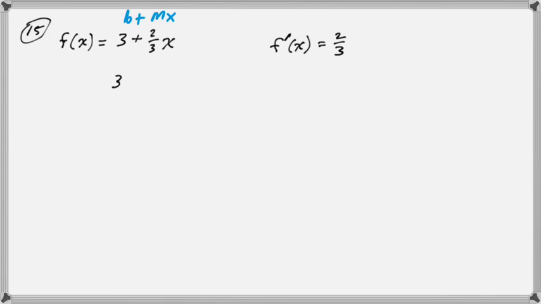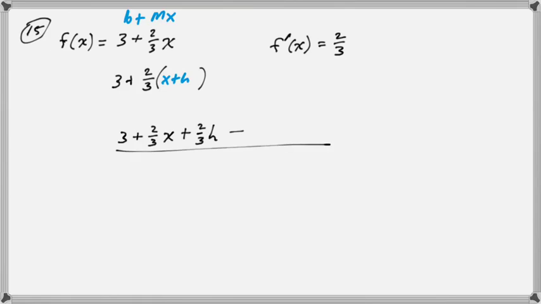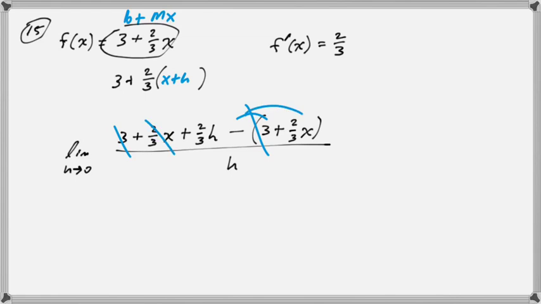If you want, I could fill in x plus h. What would that give me? 3 plus 2/3 x plus 2/3 h minus the f of x. Use parentheses whenever you subtract. And the whole thing divided by h. We're doing the limit as h approaches 0. Again, if you do it properly, 3 and negative 3 will add to 0. 2/3 x, negative 2/3 x will add to 0. Leaving me this divided by this, which gives you your answer up here.